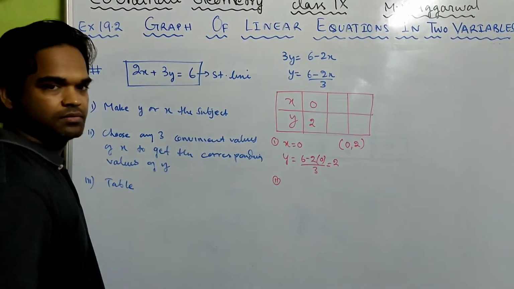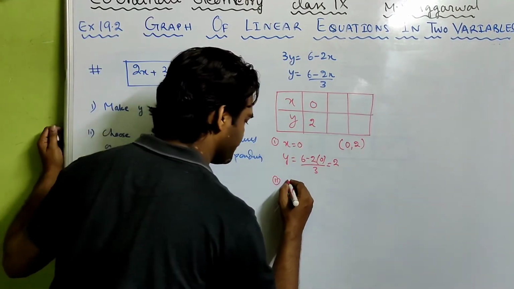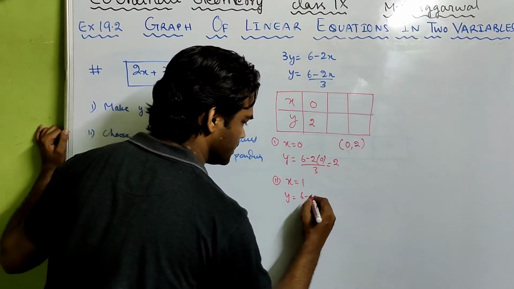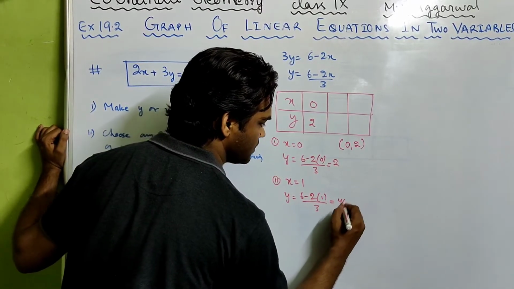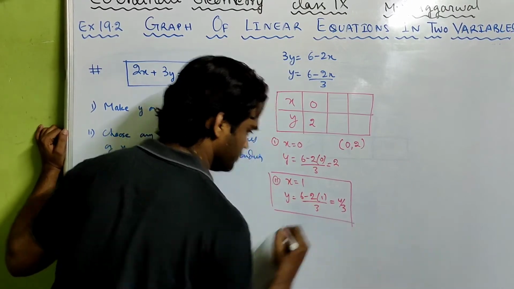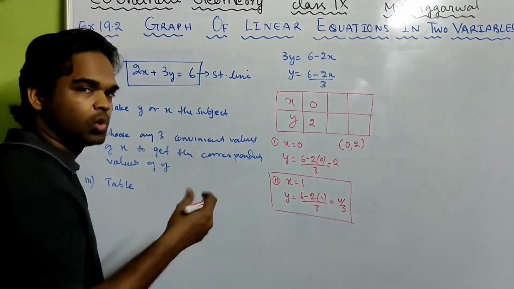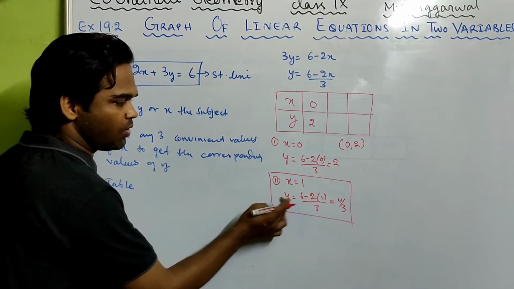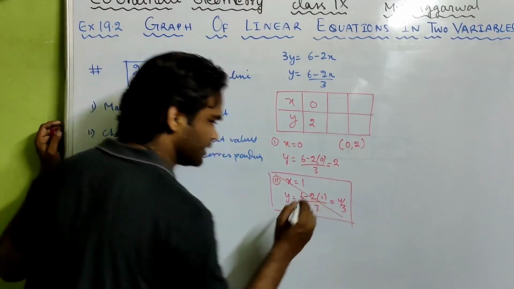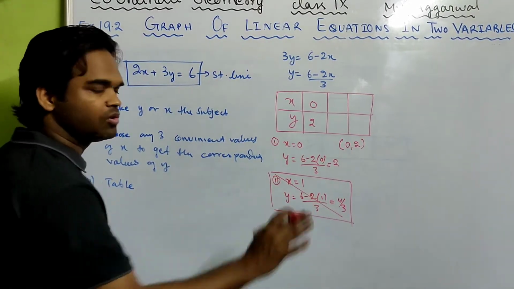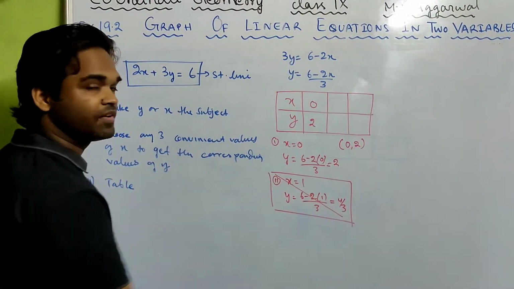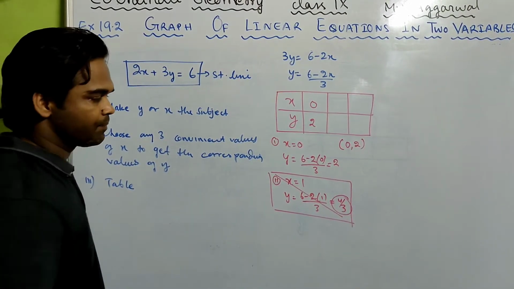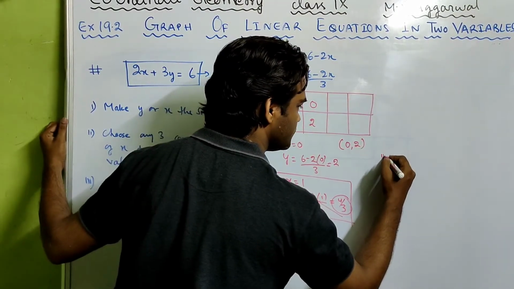Choose another value of x. Suppose I choose x as 1. Then y will be what? 6 minus 2 multiplied by 1, by 3. That's 4 by 3. See, generally, not compulsory, but generally we don't take those values which are in fraction. So when x was 1, y was coming in fraction, so I'll not select this. You can choose this, but it's advisable not to, because at times it becomes difficult to plot a fraction in the graph. So I'll take other values.